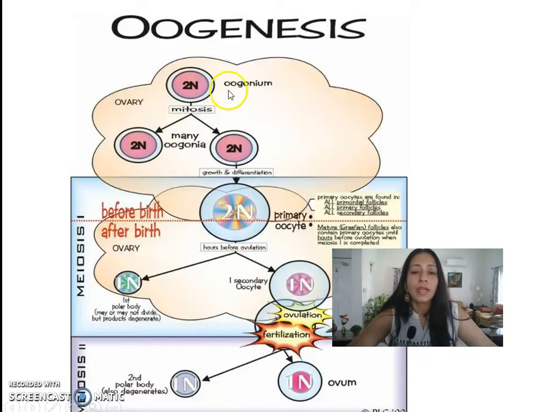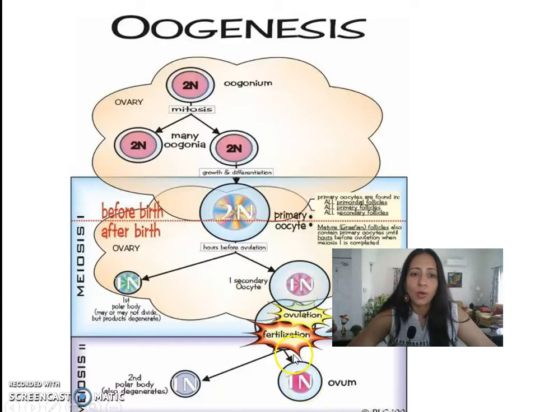Now the formation of ovum, which you can see here, from oogonium, has a number of steps. During these steps, oogonium first changes into primary oocyte. Can you see the primary oocyte here? Then from primary oocyte it changes into secondary oocyte, and from secondary oocyte it changes into ovum.